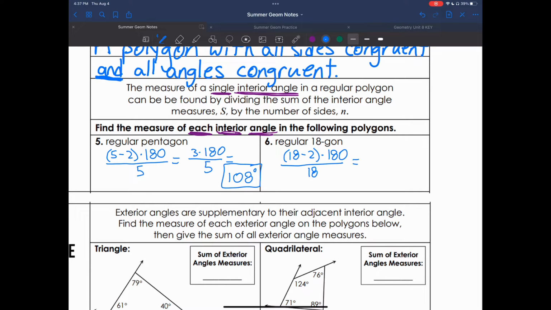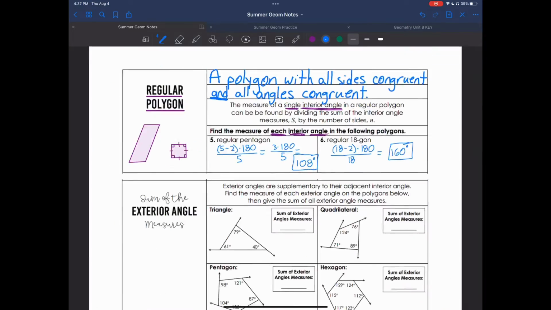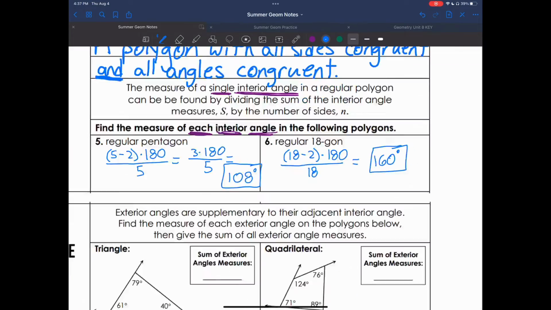Okay, I'll let you do that calculator work. If you want to pause it, I'm going to pop out the answer. You should get 160 degrees in the end. All right, that covers everything you need to know about interior angles for now.